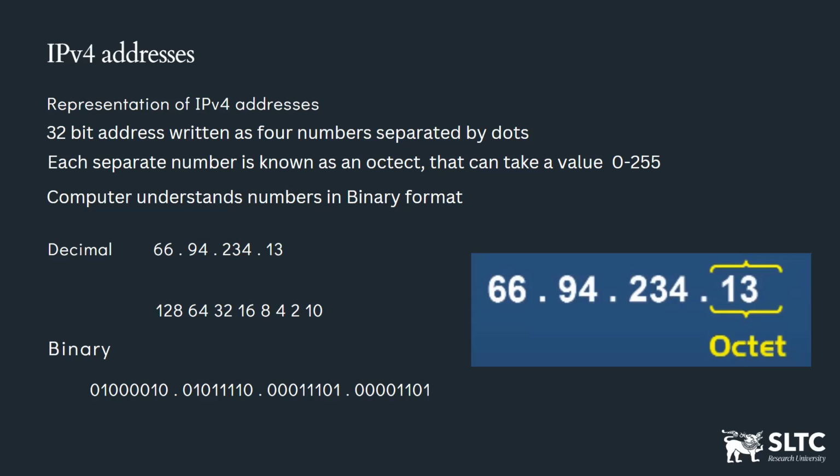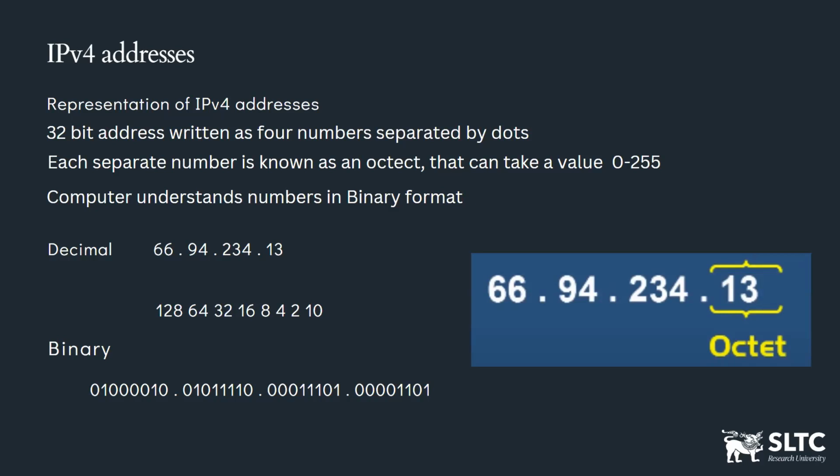The IPv4 address we represent as a 32-bit address, where we separate the 4 numbers by dots, and each separate number is known as an octet. This octet can take a value between 0 and 255. The computer only understands numbers in binary format, and therefore we need to convert this IP address into binary format.